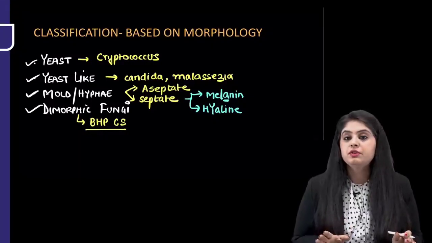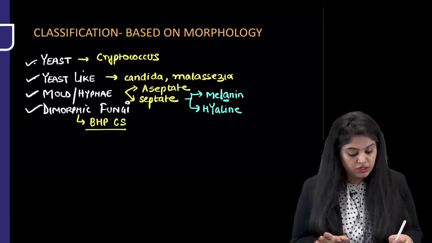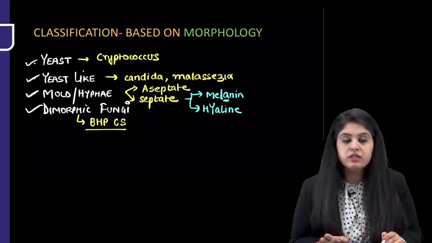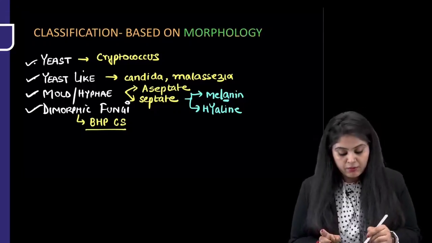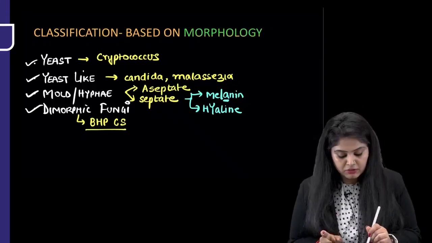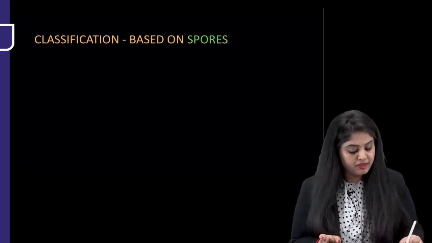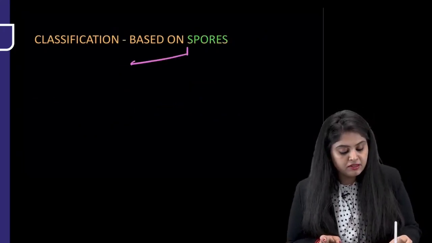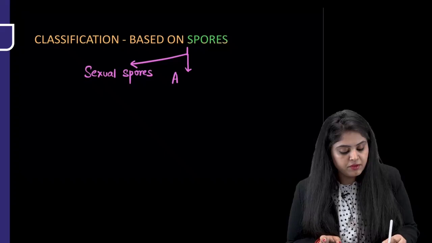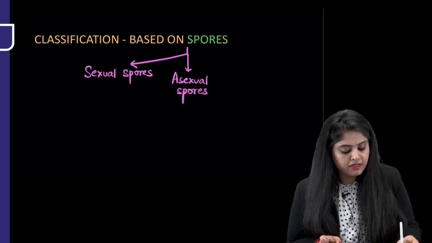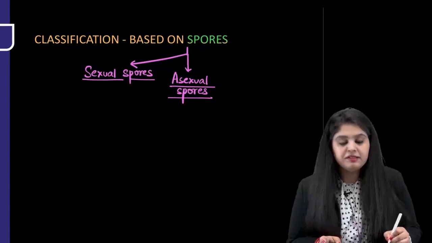That's a very quick summary of the classification on the morphology that we have done, because here I was only talking about the shapes. Now I'm going to move ahead and talk about the next form, which is based on the spores. So when I say based on the spores, every fungus can either have the presence of sexual spores, that's one possibility, or it is going to have the presence of asexual spores. So there are two things that it can have, that is sexual spores and asexual spores.